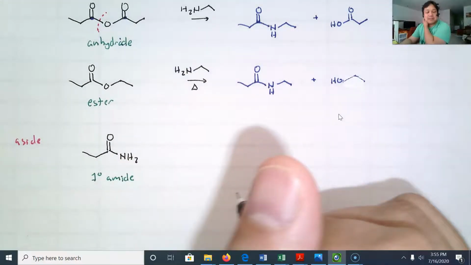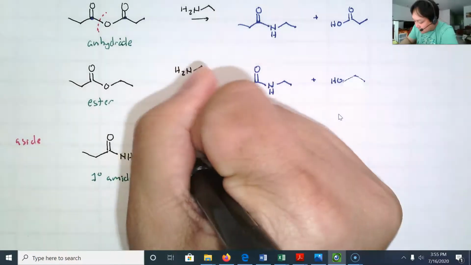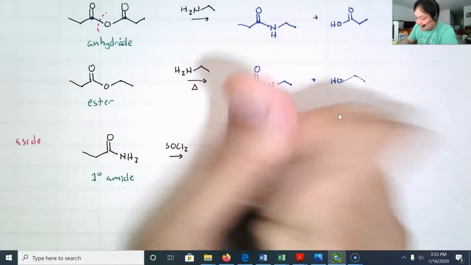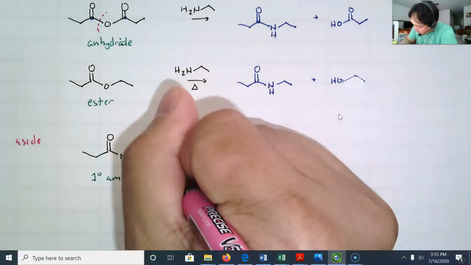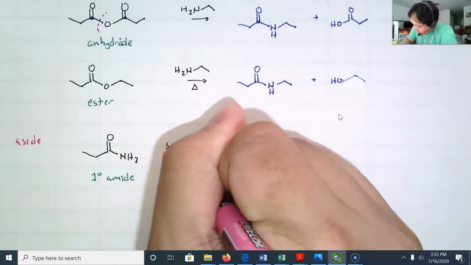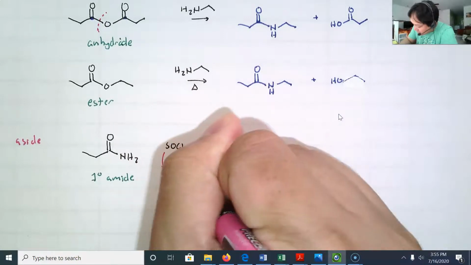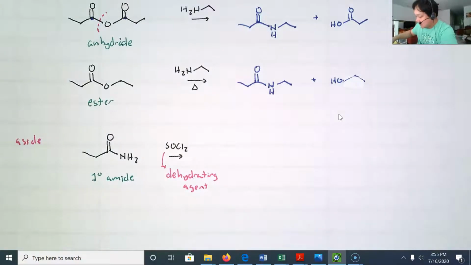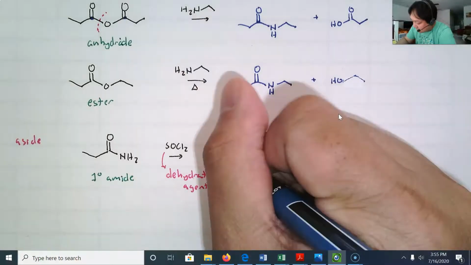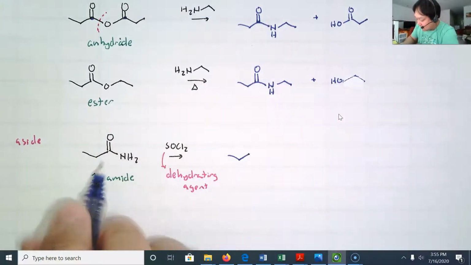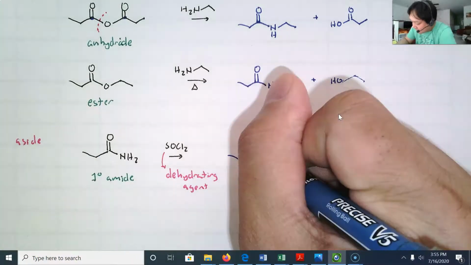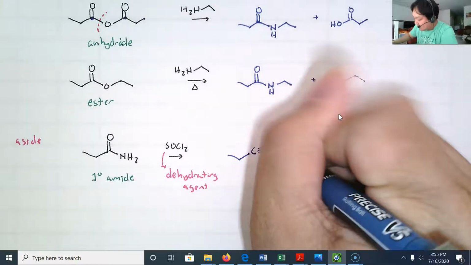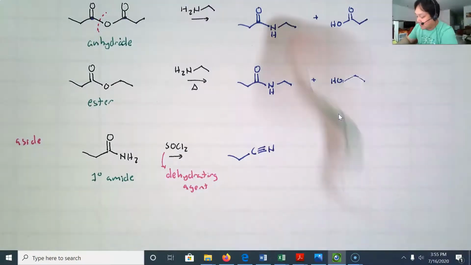I'm not going to go over the mechanism, but actually SOCl2, don't ask me how, will act as a dehydrating agent. And if you're going to remove two hydrogens and an oxygen, look what we have. We remove this oxygen and remove these two hydrogens. We have a C triple bond N. That's how we're going to make our nitrile.